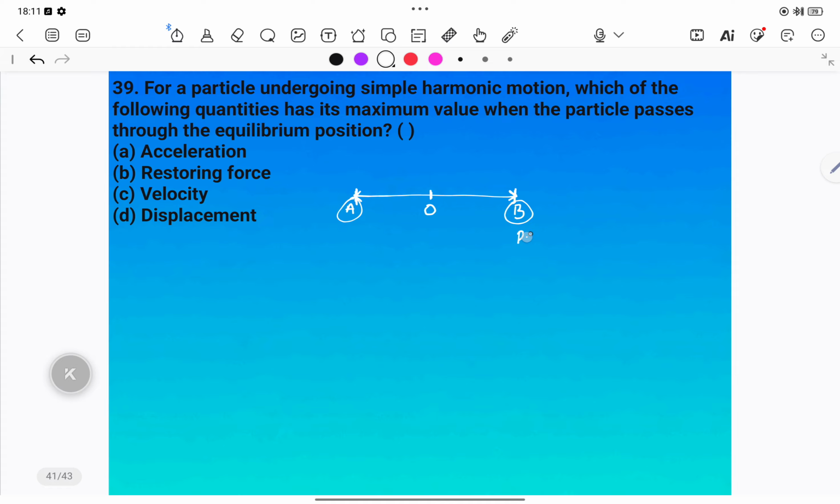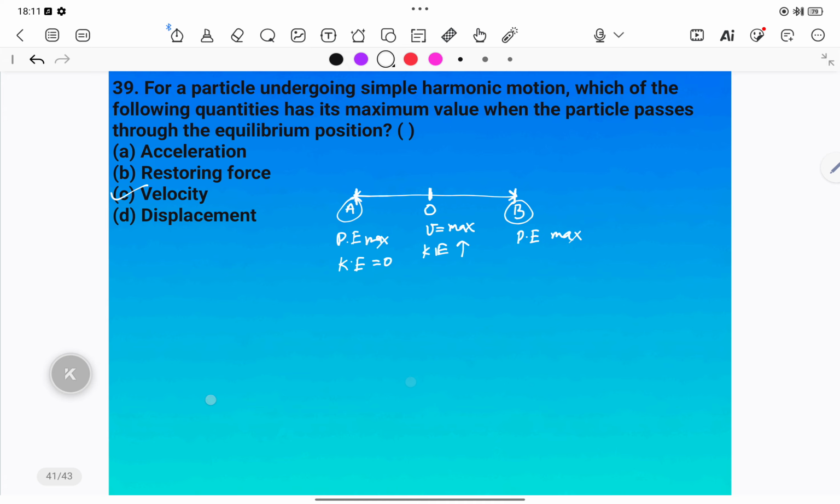Here the potential energy is maximum at this point. And the particle is stopped at this point, so kinetic energy is 0 here. But here, since the particle is at equilibrium, the velocity is maximum, or we can say that kinetic energy is maximum. So according to this, option C is correct, that is the velocity is maximum.